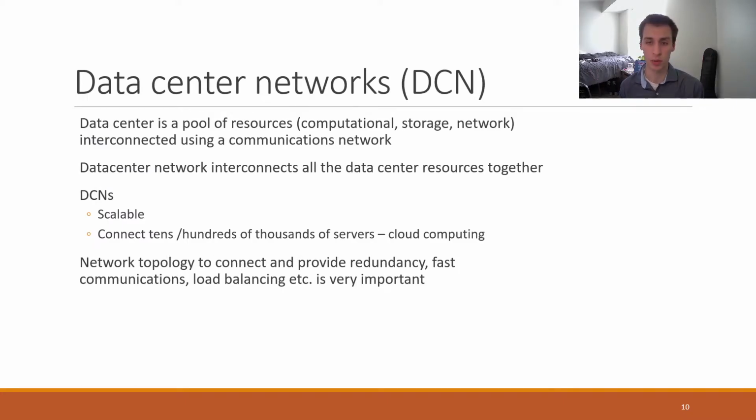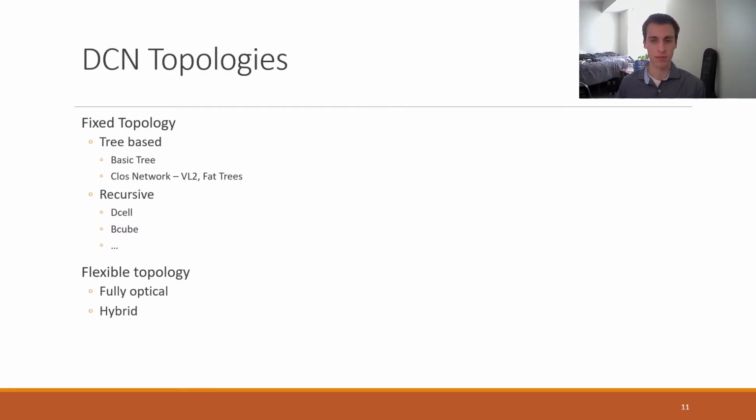As mentioned before, data centers are a pool of resources, and the DCNs interconnect all of the data center resources together. DCNs are more scalable and can connect tens to hundreds of thousands of servers. The DCN must use a topology that can provide redundancy, fast communications, and load balancing. Here's a list of some of the various data center network topologies that are commonly found in data centers. We will be focusing on the tree-based DCN topologies here in this presentation.